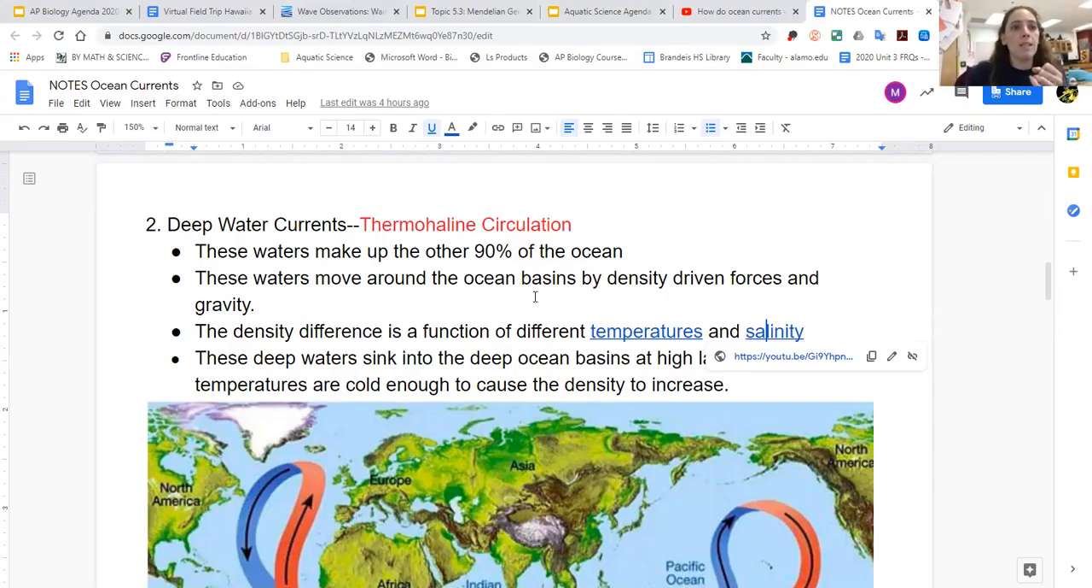So with temperature, warm water is less dense. Warm water will be at the top, and then cooler water towards the bottom. Cooler water is more dense. All those molecules have slowed down and are packed closer together. When it comes to salinity, less salty, fresh water is at the top, and the saltier water will be at the bottom. Linked here are some videos to watch of demonstrations of these phenomena.